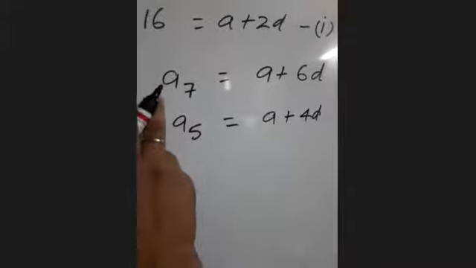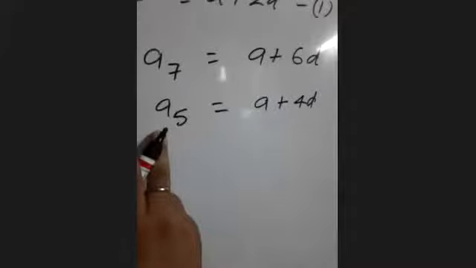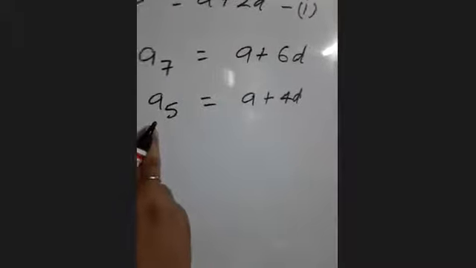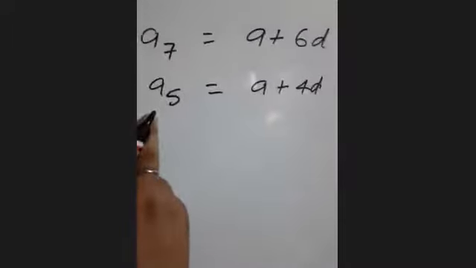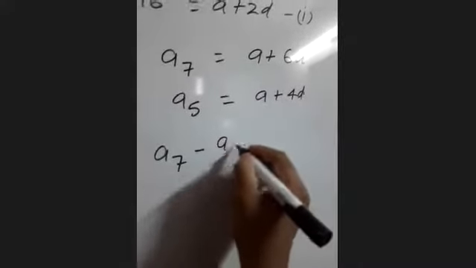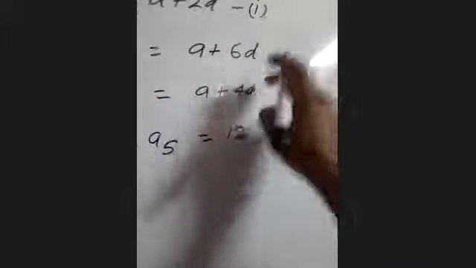A7 is greater than A5 by 12. So the difference of A7 and A5 is 12. I am putting that situation in an equation. It is like A7 minus A5 equals 12.